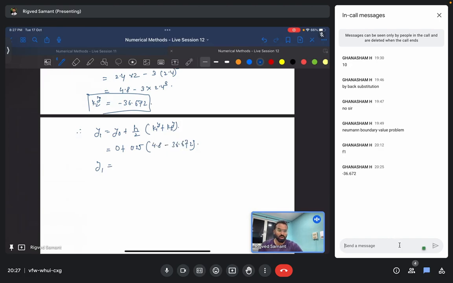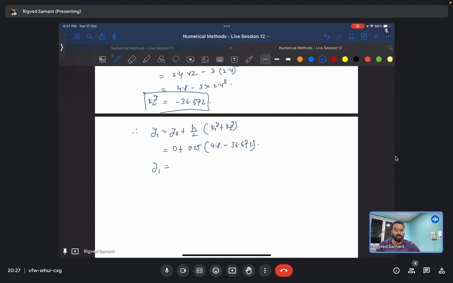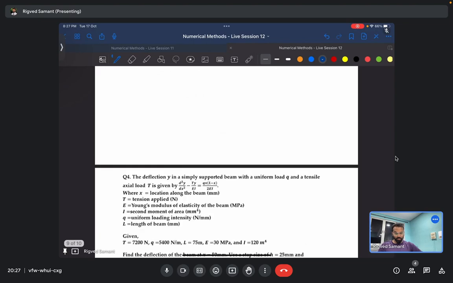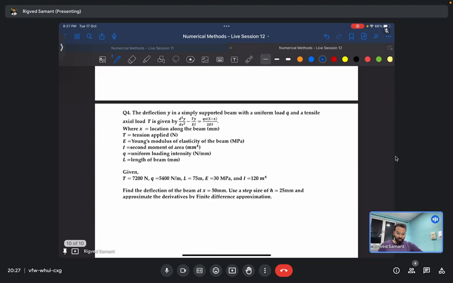I hope you understood the logic of solving this. If you have any doubts, you can still go back again to this equation. Cool. So we will not solve this, we will just discuss how to get to the final answer. So again, this is a similar problem to the first one.